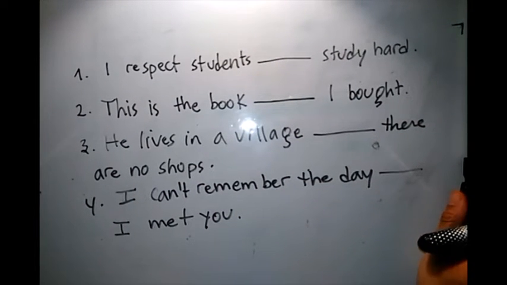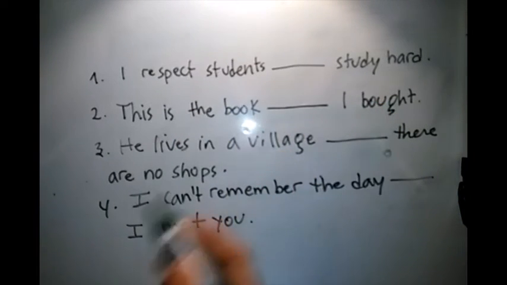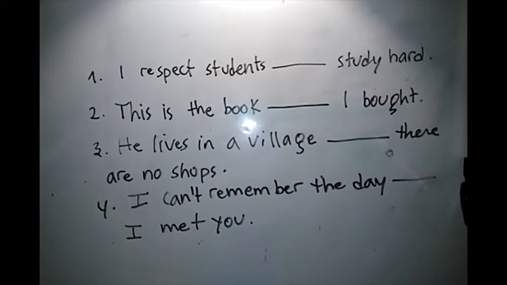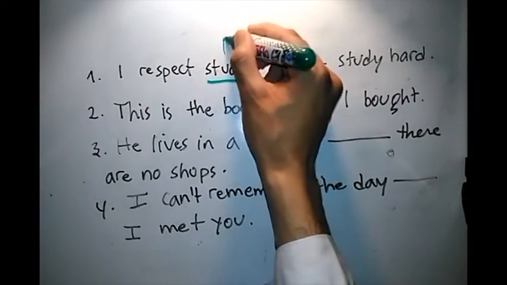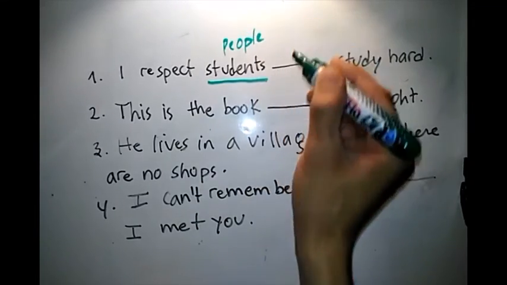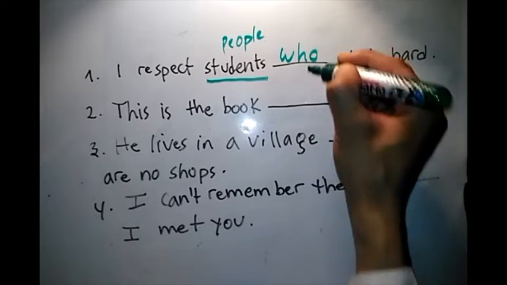So, as I said earlier, we need now to fill in the gaps in the following sentences using the appropriate relative pronouns who, which, where, and when. So let's start with the first one. I respect students, who study hard. So here we've got students, of course, they are people. So in this case, we need to use relative pronoun who.